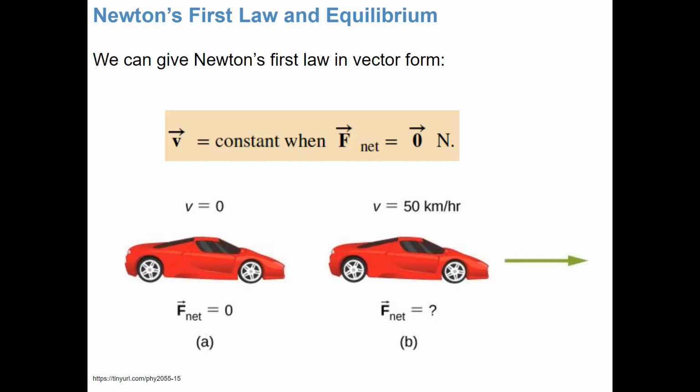So when you see a problem, pay attention: when the problem states the object is moving with a constant velocity, then immediately you want to refer to the net force being equal to 0. The same as if it's at rest, then the net force should be 0. So both scenarios.